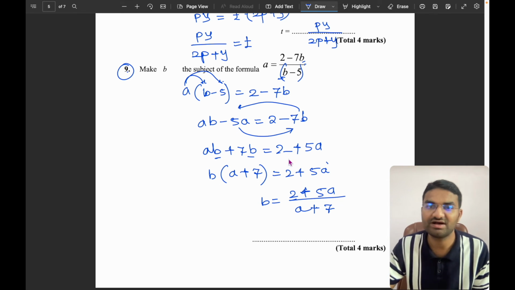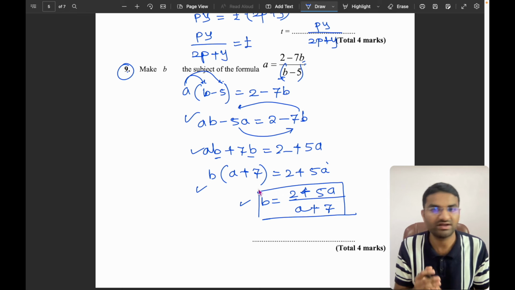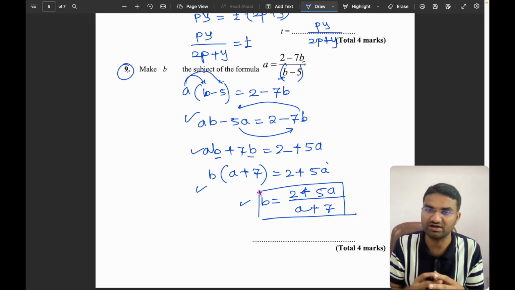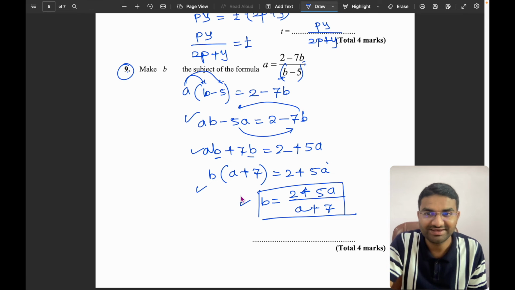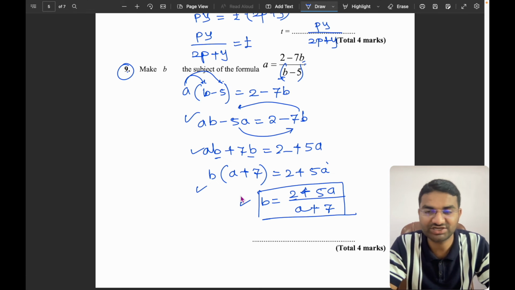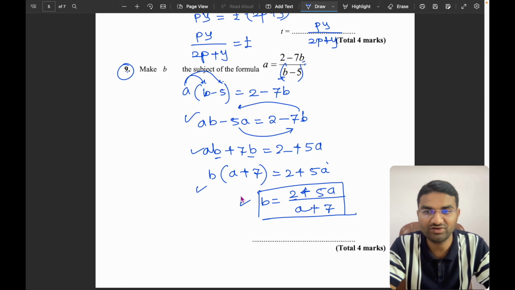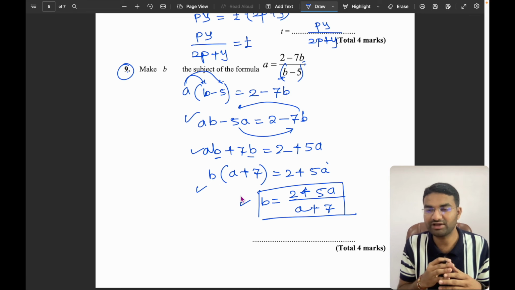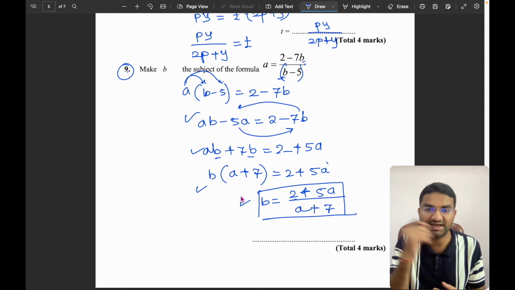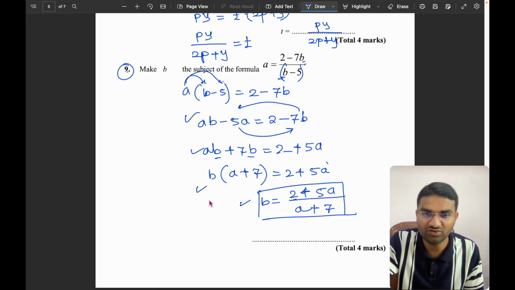This is the answer, and this one is a 4-mark question. You have hardly 4 steps, and for the right answer you will get 1 mark, so it's a 4 out of 4 mark question, right? There is nothing as such difficult. If you do some practice and use the logic of how to transfer all the terms, multiplying terms and dividing terms to the right hand side or left hand side, you just have to learn those things. Simple rules are there.